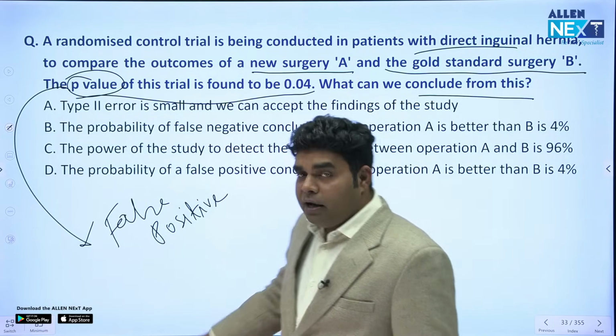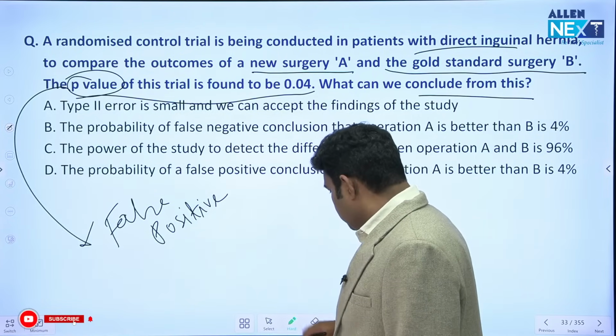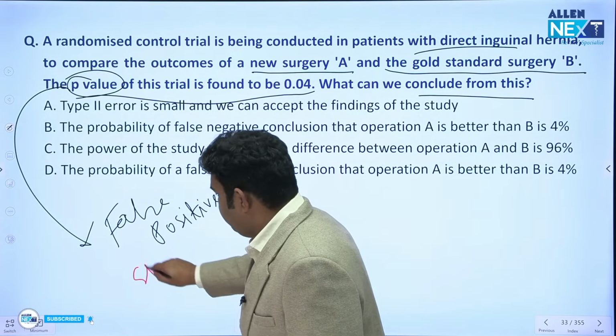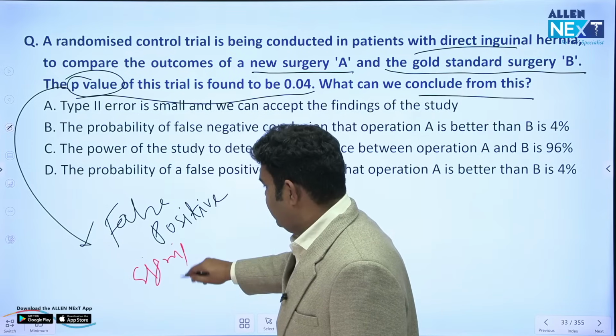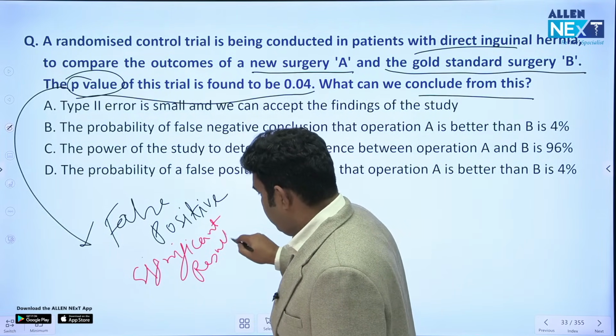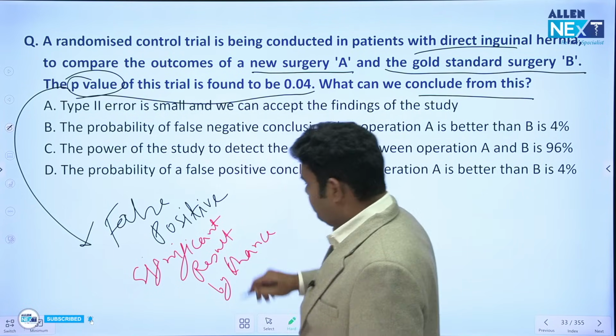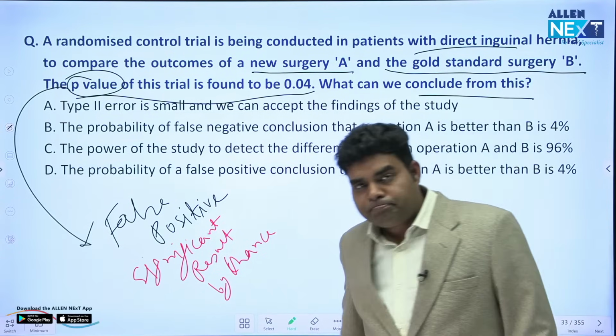P वैल्यू का डिफिनेशन है प्रोबेबिलिटी ऑफ गेटिंग सिग्निफिकेंट रिजल्ट बाय चांस. वो भी लिख देता हूं. सिग्निफिकेंट रिजल्ट तुक्के से, सिग्निफिकेंट रिजल्ट बाय चांस इज P वैल्यू. फॉल्स पॉजिटिव इज P वैल्यू.